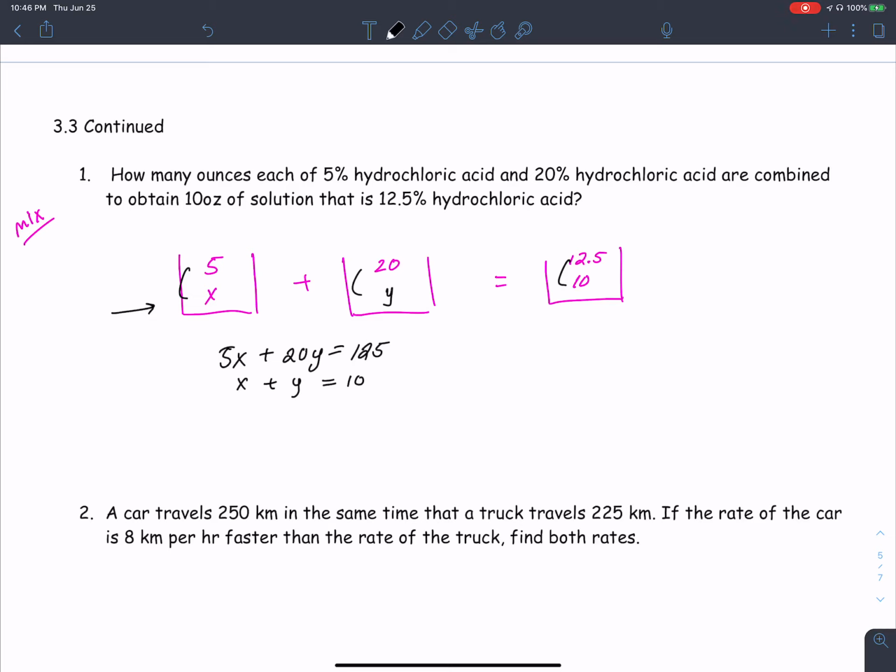Now whether you solve this with substitution or elimination is up to you. I'm going to solve with elimination, multiply by -5. So 5x plus 20y equals 125. Negative 5x minus 5y equals negative 50. So 15y equals 75. Divide by 15.